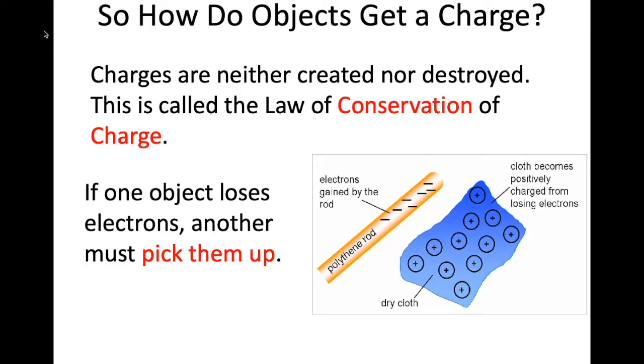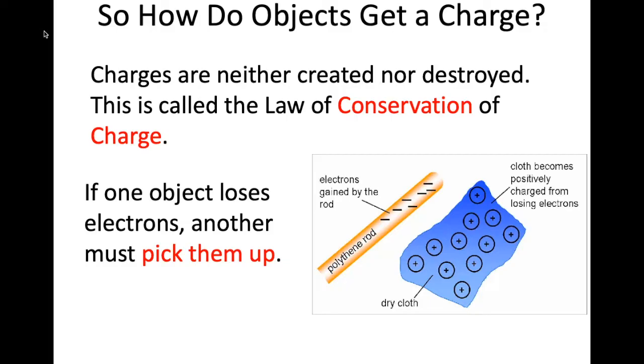So how do objects get a charge in the first place? Well, we've got this thing called the law of conservation of charge. It tells us charges are not created or destroyed. Should sound really familiar. We learned about the law of conservation of matter, mass, and energy, and they all say those things can't be created or destroyed either.